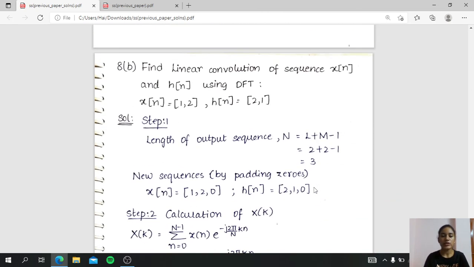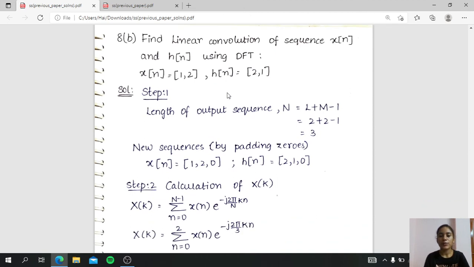Our final question is: find the linear convolution of sequences. Two sequences are given. We need to perform linear convolution, and observe this carefully. This is using the DFT. It is completely similar to circular convolution, except that you have an extra step, that is step 1. You have to find the length of the output sequence, which is equal to L plus M minus 1. Your L is the length of x of n, and your M is the length of h of n. On substitution, you will get N equal to 3.